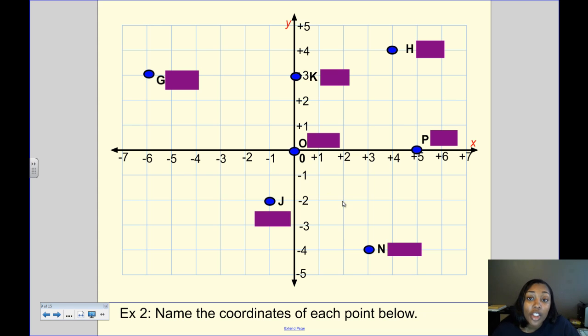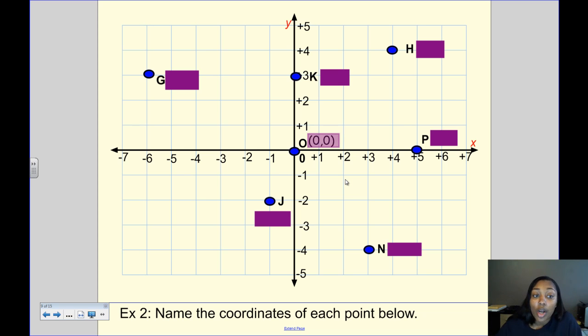So in addition to being able to plot points, you also need to be able to locate where points are if it's already on the coordinate plane. So we're going to look at each one of these letters, and we're going to figure out where is the location of that point, meaning what is the ordered pair, what's the x and the y coordinate. So if we start here with this first point, letter O is actually right in the middle of x and y, where x and y meet. That means that letter O is at the origin, and again we said the origin is located at (0, 0).